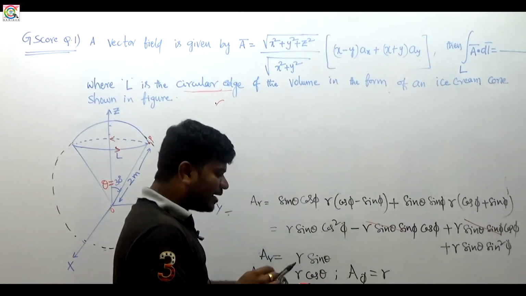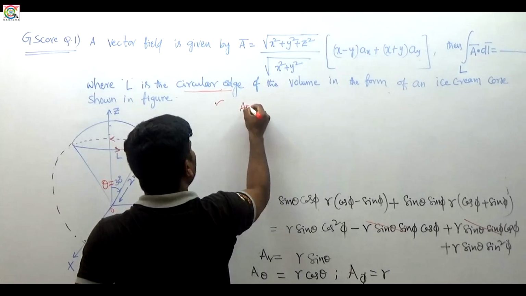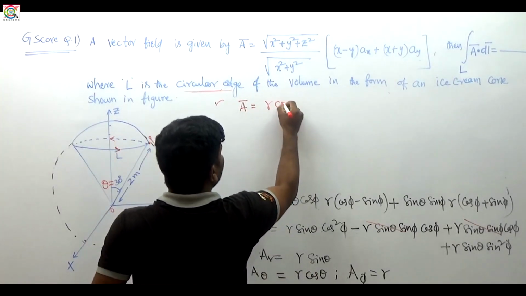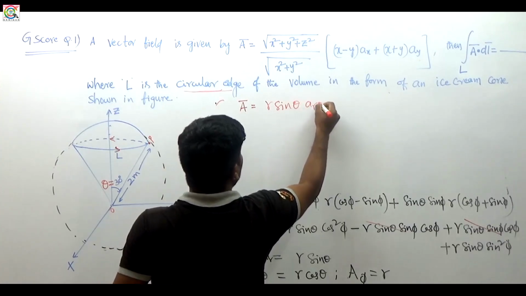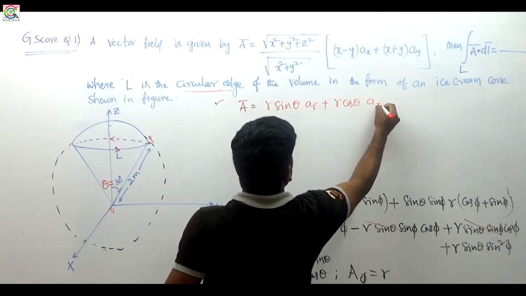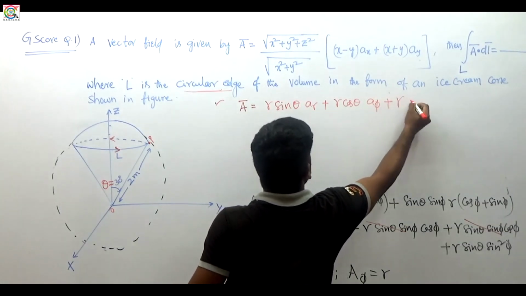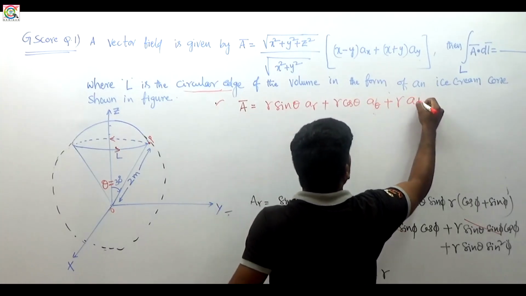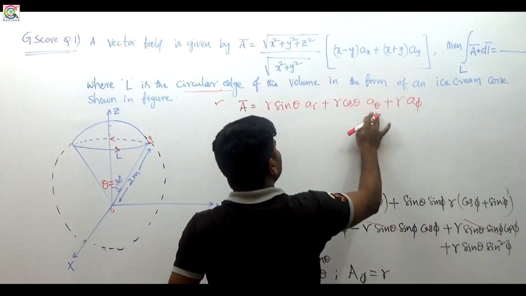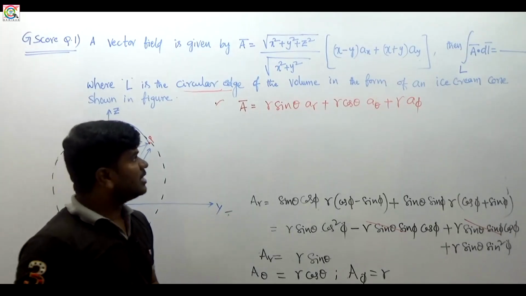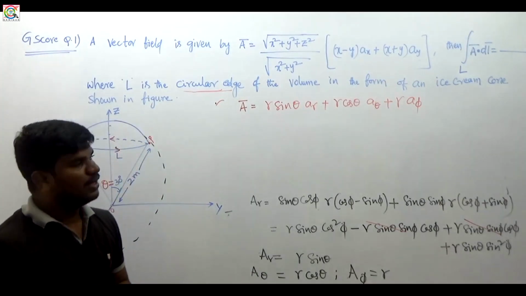Now the resultant vector in the spherical system is A bar equals r sin theta a_r plus r cos theta a_theta plus r into a_phi. Okay, so this is the resultant vector in the spherical system.